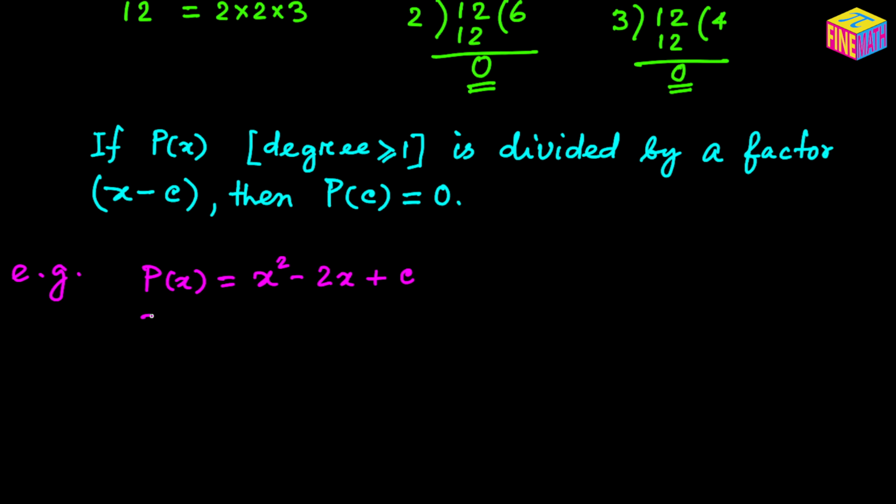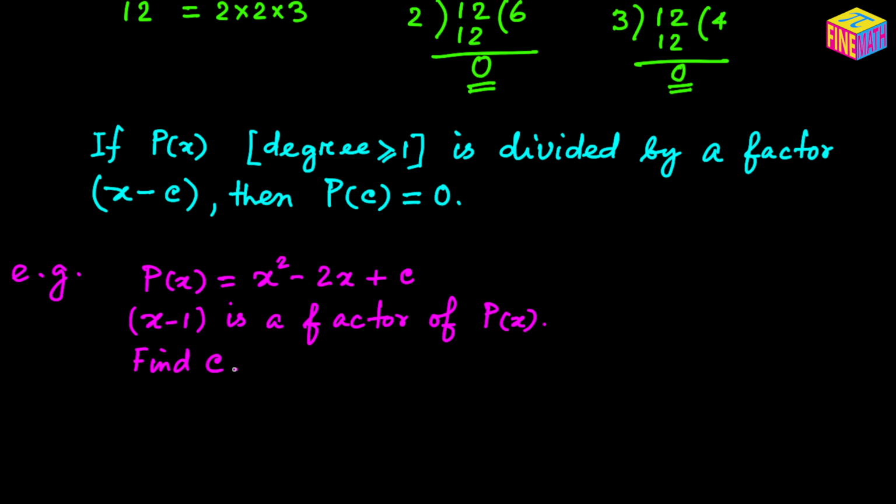So we are saying that x minus 1 is a factor of the polynomial, then find the value of c. That's the question. So we have a polynomial and x minus 1 is a factor of the polynomial. Find the value of c.